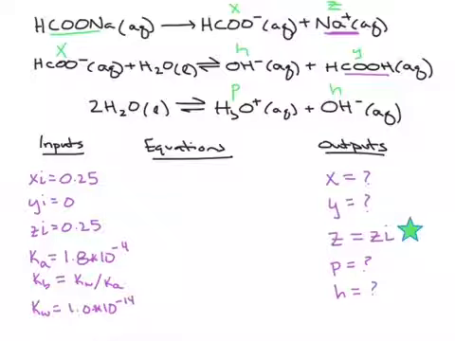For our equations, equation 1 will just be our Kb setup. So that is H times Y divided by X. Our second equation, which we're going to need, is Kw per usual.